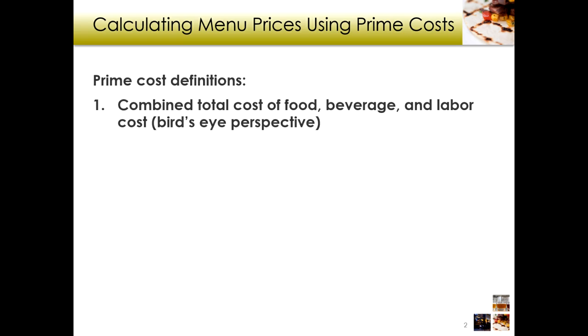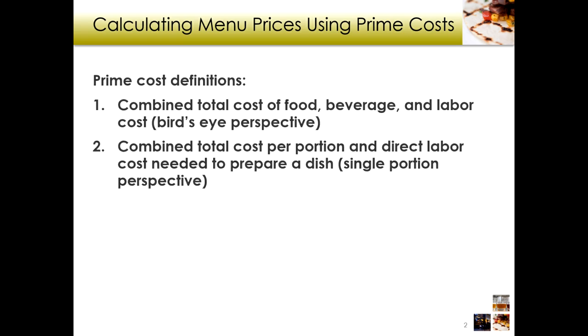So what does it cost us to make that hamburger I keep going back to? If it was $2 to make the hamburger and $2 worth of labor cost to make the hamburger, we have $4 worth of prime cost. Generally, prime cost is going to take anywhere from 60 to 65% of our total revenue out of our selling price. The combined total cost proportion and the direct labor cost needed to prepare a dish from a single portion perspective.